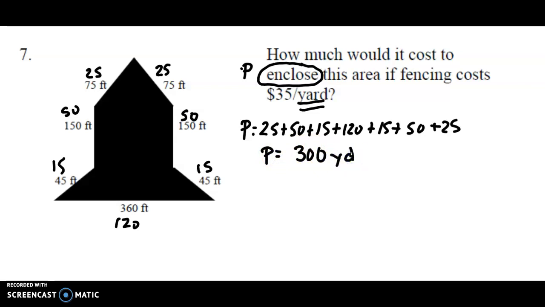But that doesn't answer the question. We want to know how much it costs. So if it's $35 per yard, we're going to take the number of yards and multiply it by the cost. We put that into our calculators, and we find out that to enclose this cool rocket ship looking yard, it's going to cost us $10,500.